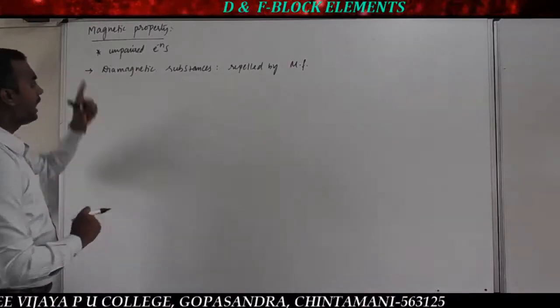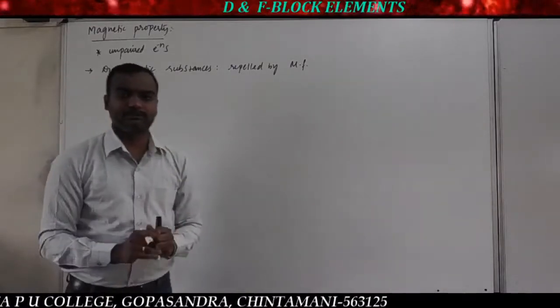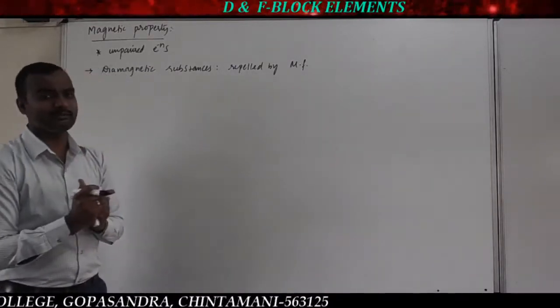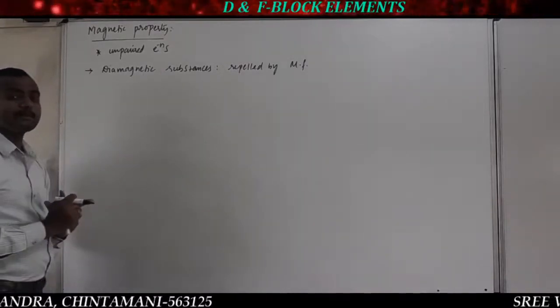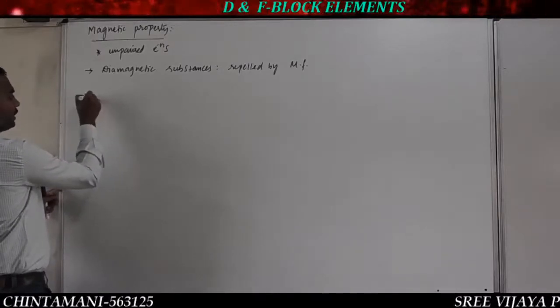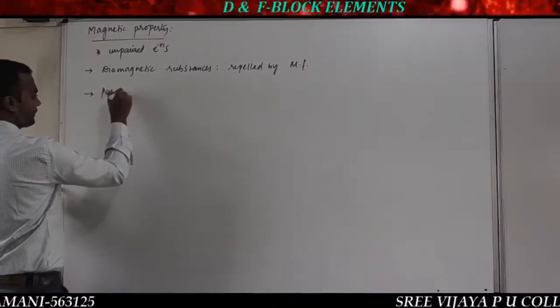That means there are no unpaired electrons there. If unpaired electrons are found, then definitely that is called paramagnetic. So when a substance is repelled by the magnetic field, those substances are called diamagnetic substances. And one more is paramagnetic substances.